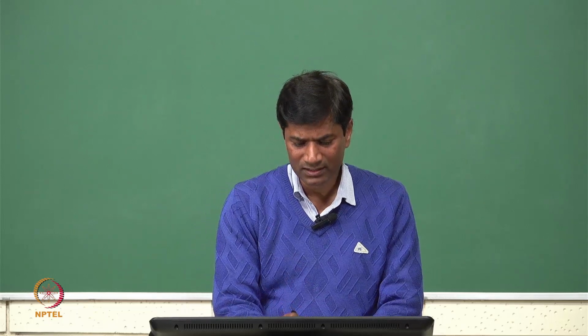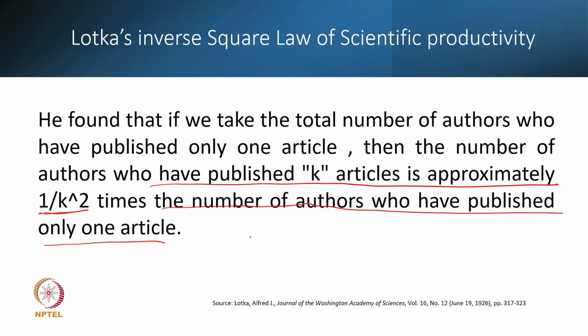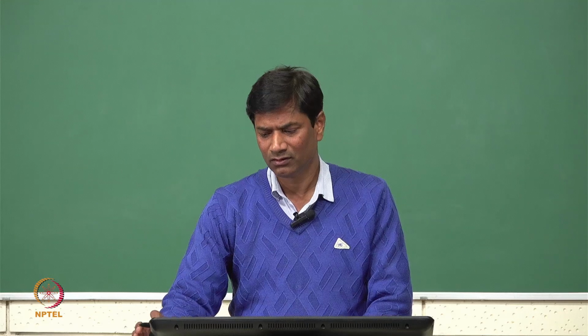For example, let us see, if authors published two articles, then the number of authors who published two articles would be 1 by 2 square times, that means 1 by 4 times the number of authors who published one article. This is basically what Lotka proposed.